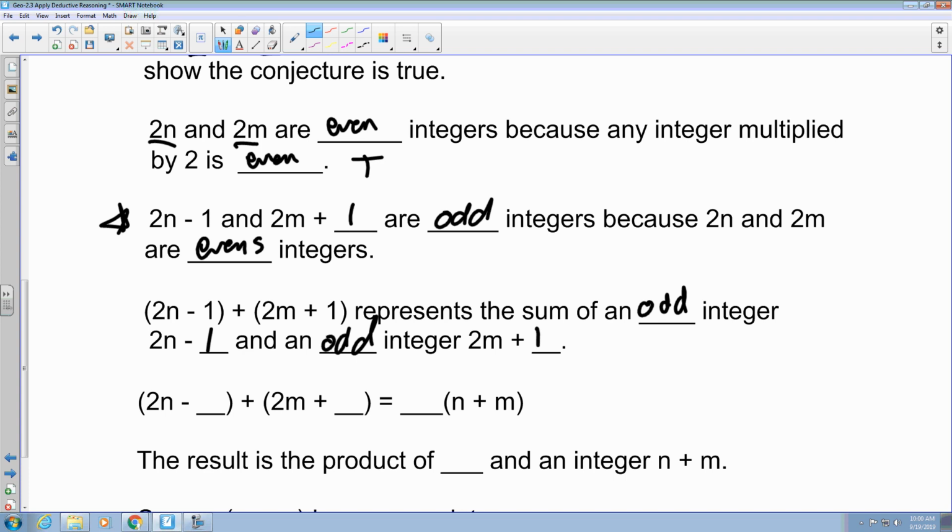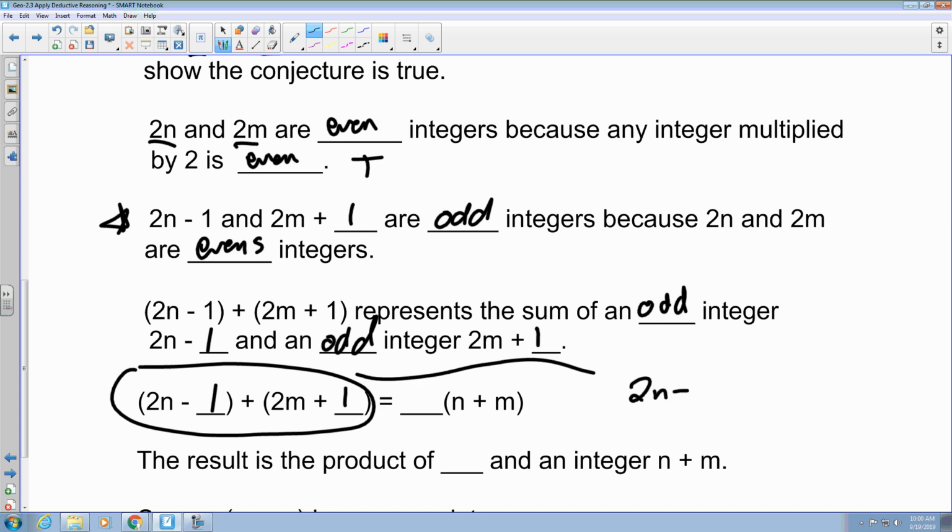So if we had here 2n minus 1 and 2m plus 1, essentially if you took them out of the parentheses, you would go 2n minus 1 plus 2m plus 1. These two would cancel out, which now you have 2n plus 2m. And then if you were to factor this out, you would get 2 times the quantity of n plus m.